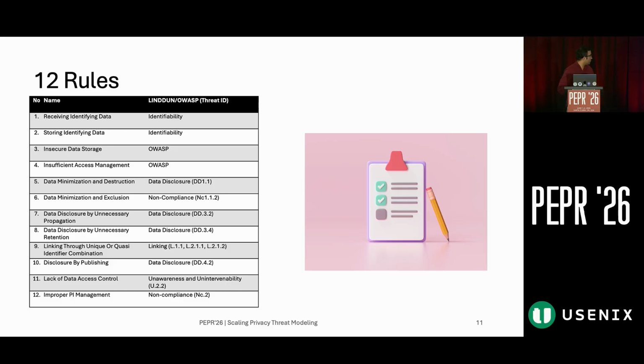Here is a list of 12 rules that we have contributed. Two of them are OWASP-based, but the rest of them are LINDDUN-based. And if you want to see what exactly a LINDDUN threat category or threat it detects, we have provided it in the brackets. DD 1.1 would be data disclosure, and that would be the ID within it. So I won't go into detail for all the 12 rules today.